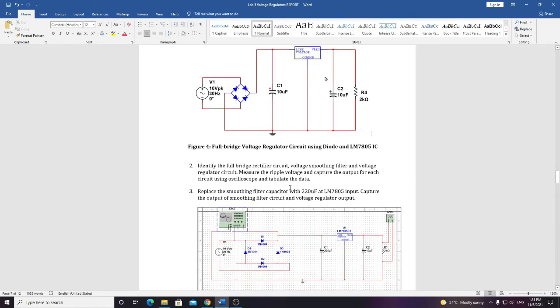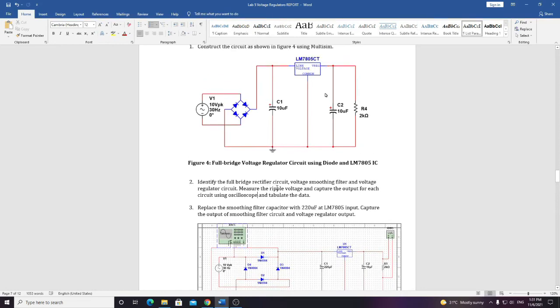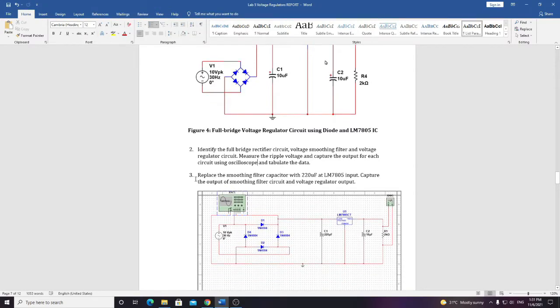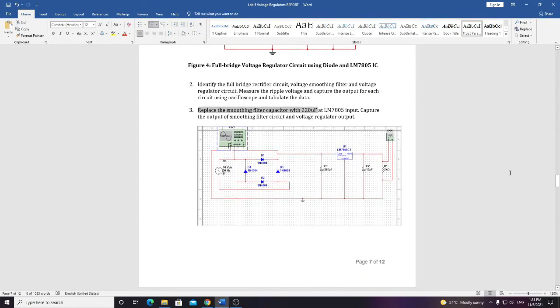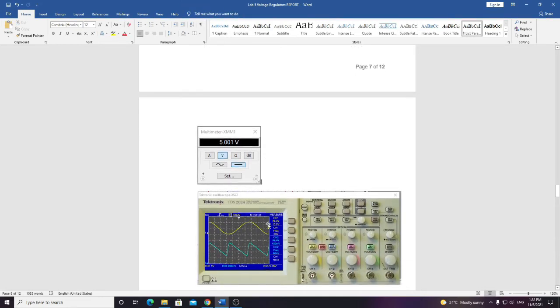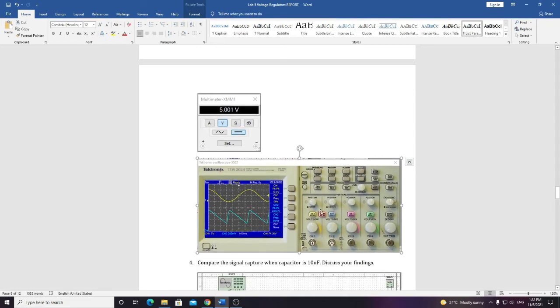And then after that, we have to measure the ripple voltage and capture the output for each circuit using the oscilloscope and tabulate the data. Then, continuing to number 3, replace the smoothing filter capacitor with 220 microfarad. This is the output that we have. This is the circuit, and this is the output. This is the voltage regulator. For the voltage regulator, we are going to get an output of 5.001 volts, and this is the output with the 220 microfarad.